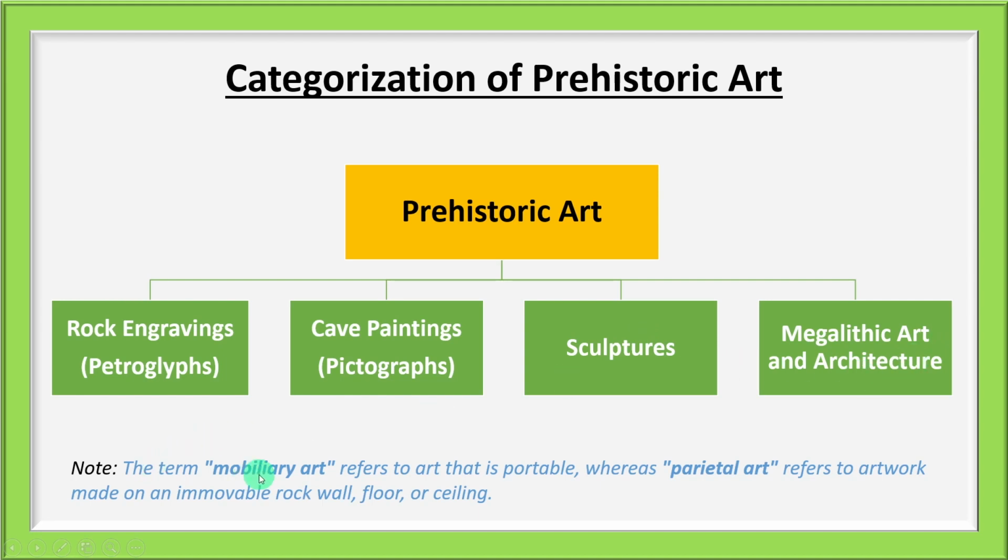Then other terms that we have is mobiliary art. That refers to art that is portable, can be carried from one place to another. Whereas parietal art refers to artwork that is made on immovable rock walls, floors, or ceilings.